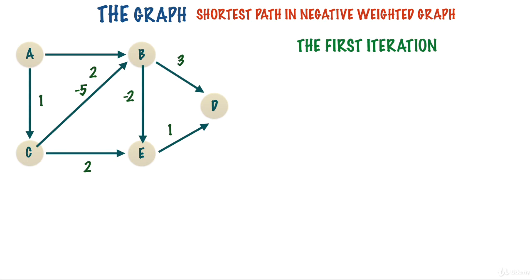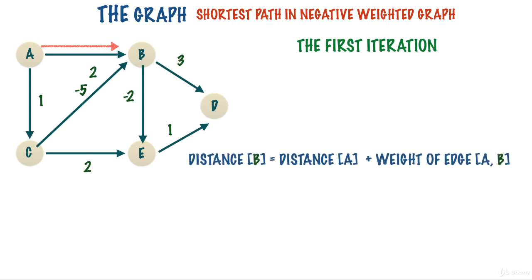For the first iteration, we start with vertex A at random. We start with vertex A and explore all its neighbors. The first neighbor that we explore is vertex B. The distance of B is the distance of A plus the weight of edge A, comma B. And as you can see, the distance of B will be 2 to start off with. The distance of A is 0 because that's the source.